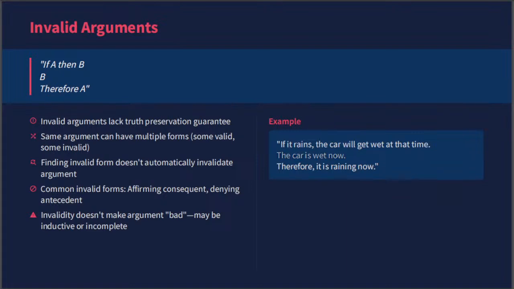The car is wet, and it's true. Also, if it rains, the car will get wet. So these are all true. Problem is, a conclusion can't necessarily follow from these. It may be raining now, but it may not. And this type of argument is invalid because, unless it's incomplete, it doesn't come to a valid conclusion based on the propositions.